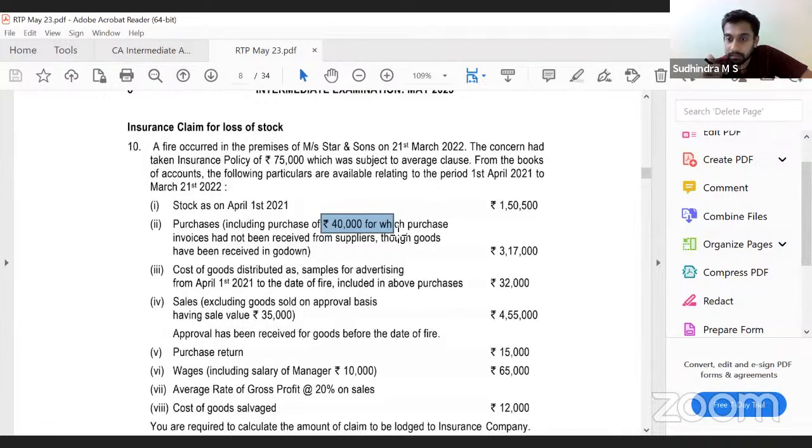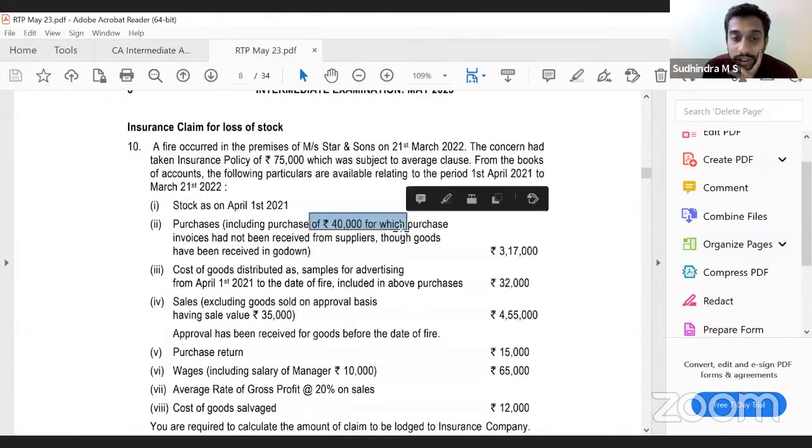Just because they have given an adjustment, it is not guaranteed that we have to add or subtract. What have they given us? This 40,000 invoice is not received, but the goods are received. It is already included in the purchases. It should have been included, and it is correctly done. So nothing to do with regard to this 40,000.